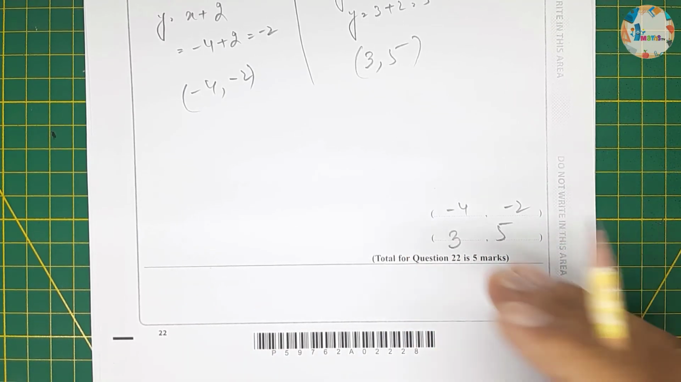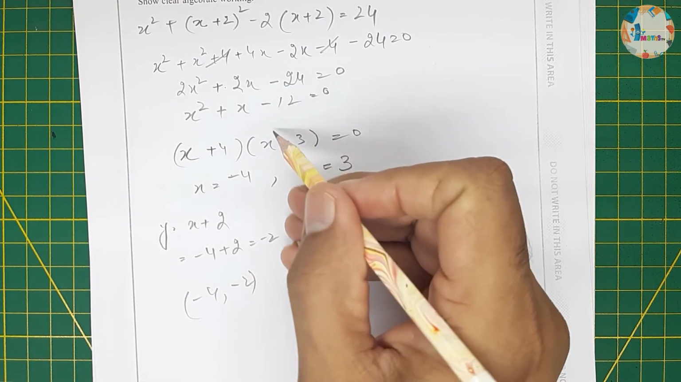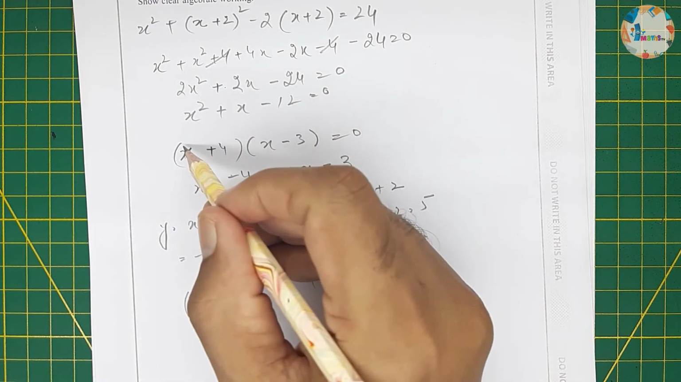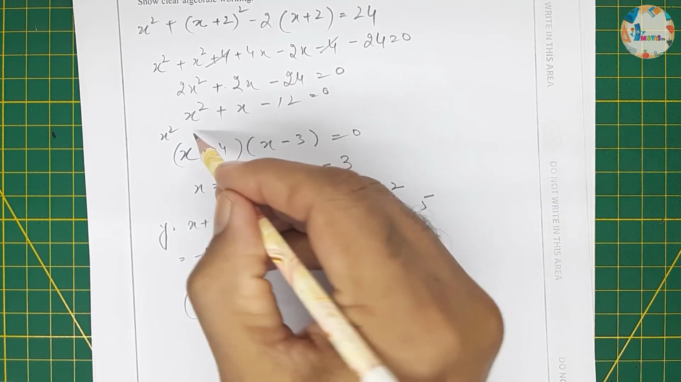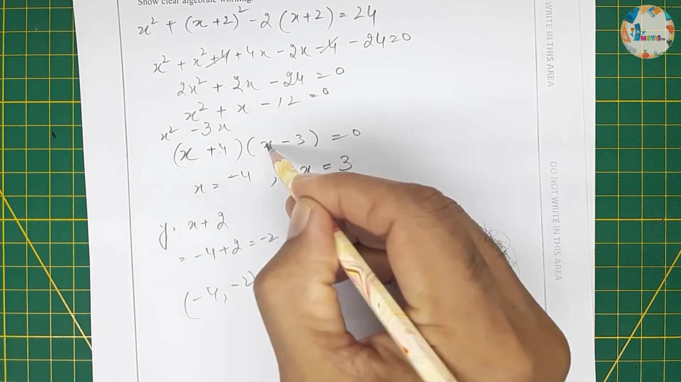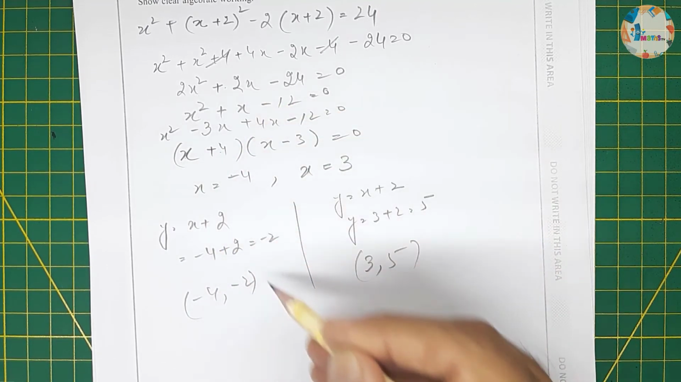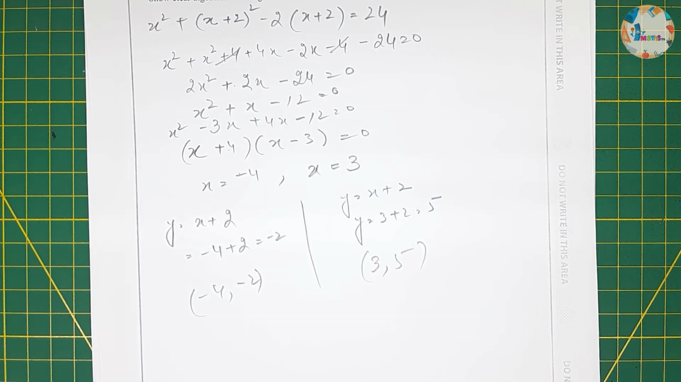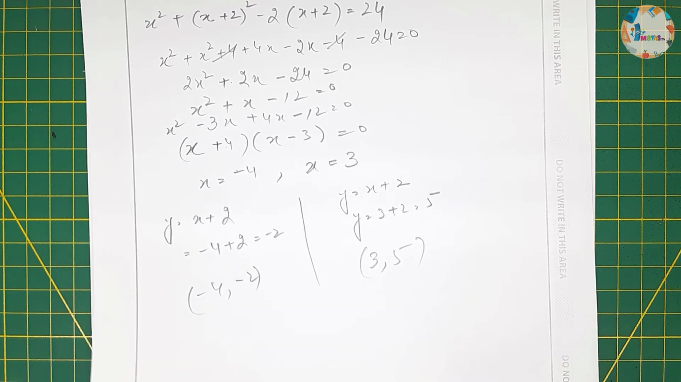One more thing, this is a 5-mark question, and if you are thinking that there is a jump between this one, you can write another step over here. This into this will be x squared, and this into this will be minus 3x, this into this will be plus 4x, and minus 12 is equal to 0. Now it is complete. There is no jump and there will be no deduction of marks. This will be the complete question.